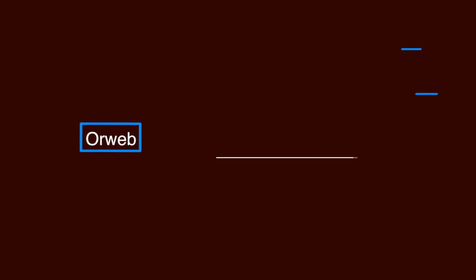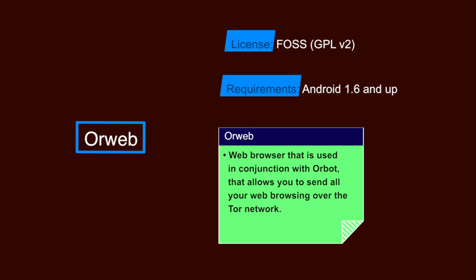OrWeb. It is a web browser that is used in conjunction with Orbot that allows you to send all your web browsing over the Tor network. It is also a FOSS software, and the requirements are Android 1.6 and upper versions.